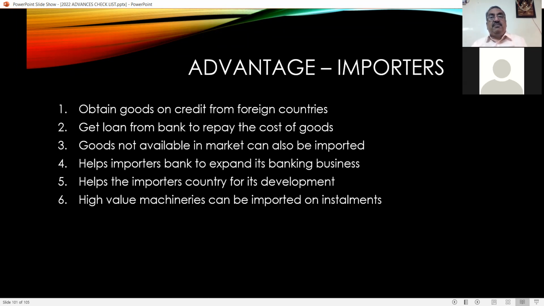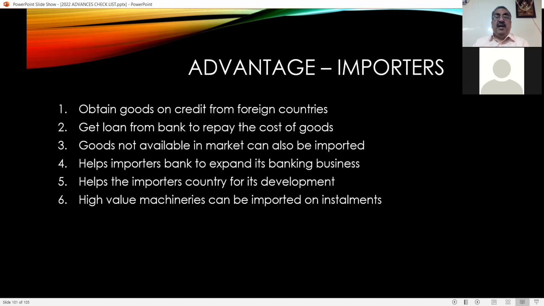High-value machineries can be imported on installments. If the machinery costs 20 crores or 25 crores, high-value machineries can also be imported, with the condition that we will make a payment of 2 lakhs or 25 lakhs per month. So this also can be possible.